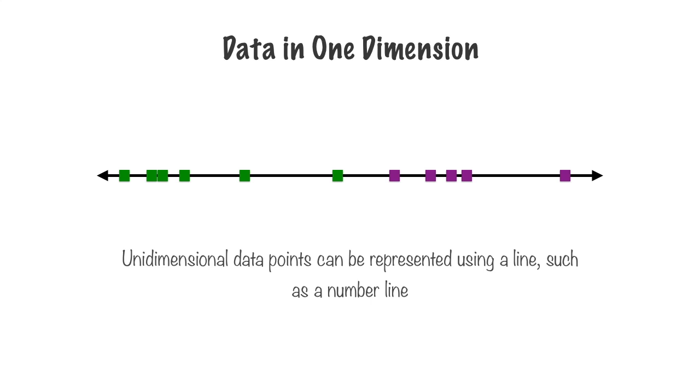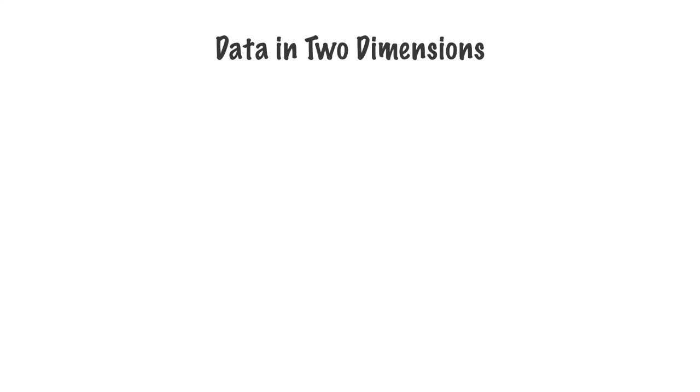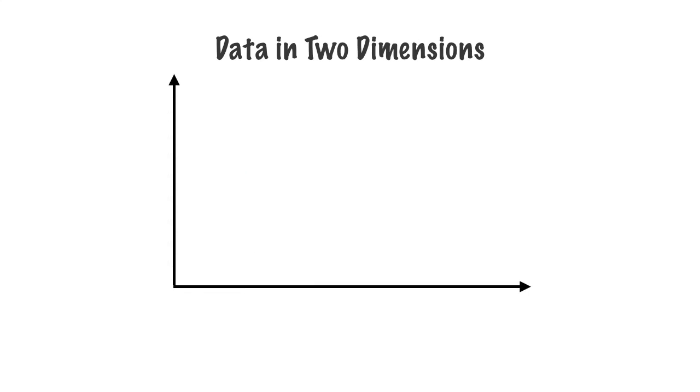We'll start off by considering data in one dimension. Unidimensional data can be plotted on a single number line. It has just one attribute, a number that's associated with it. Unidimensional data is kind of boring. It will not hold very many insights by itself.